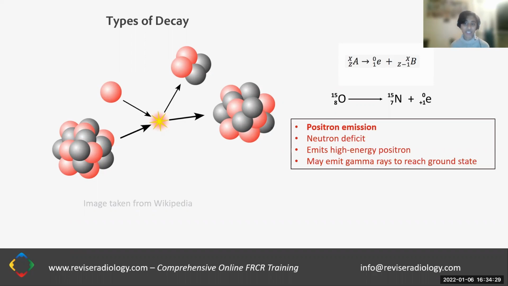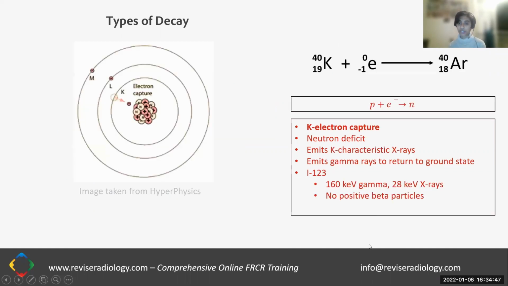And the example given here is oxygen with an atomic mass of 15 and an atomic number of 8 going to nitrogen with an atomic mass of 15 and an atomic number of 7. And it's emitted that beta plus particle that we were talking about.